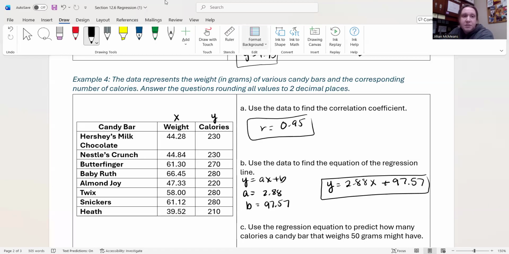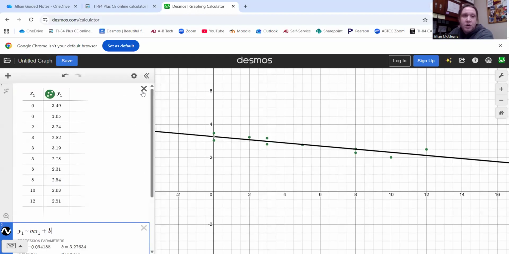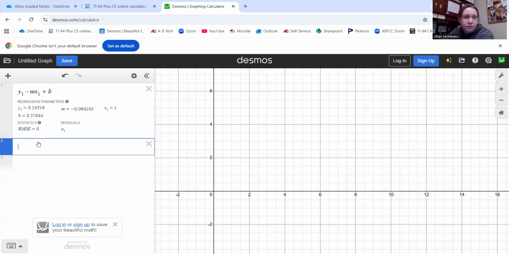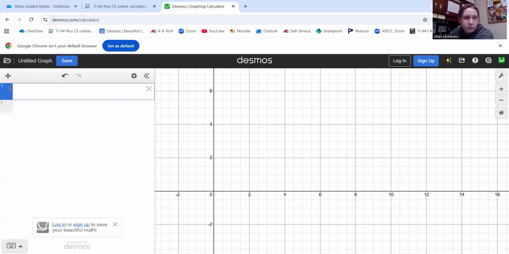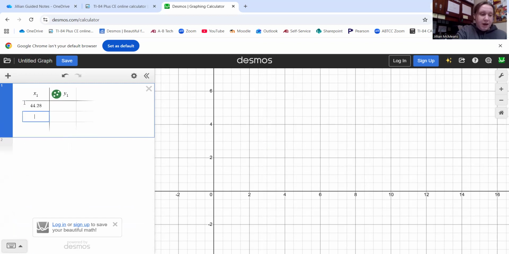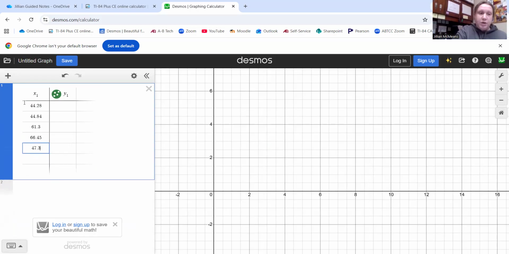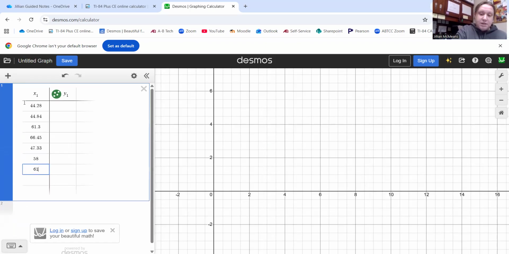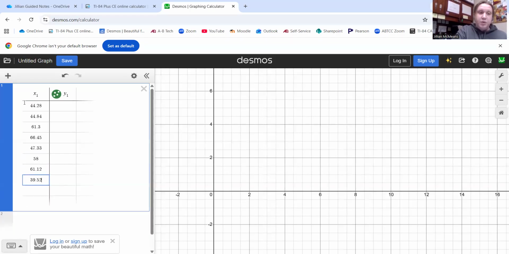All right, so let's go to Desmos. We can clear out the old junk. Well, let's clear out the table. All right, so we want to go to the plus sign and table. And this time we had X values of 44.28, 44.84, 61.3, 66.45, 58. Whoops, I forgot 47.33, 58, 61.12, 39.52.